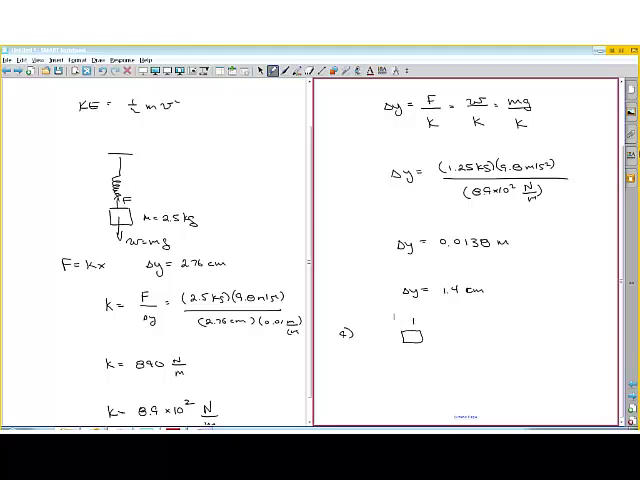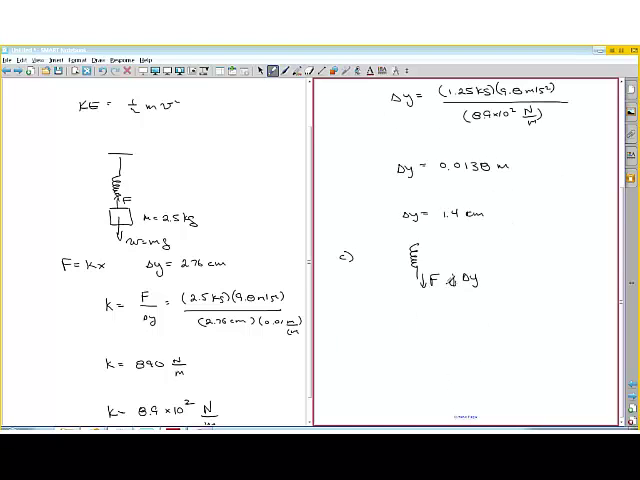Here's our mass. Well, actually, there's no mass on it. It's just a spring. And so you apply a force. This is the force. This is the displacement, delta y. And so the work in this case is going to be positive because the external force is pushing down. This is going, so they're both in the same direction, so it's going to be positive.